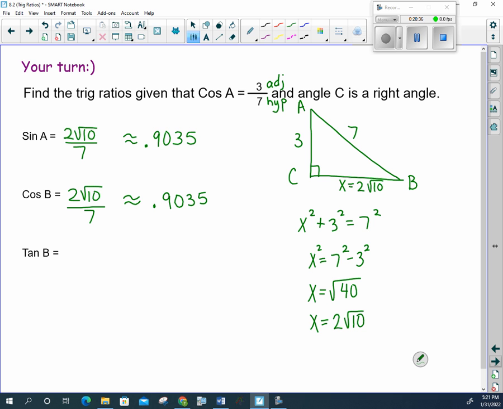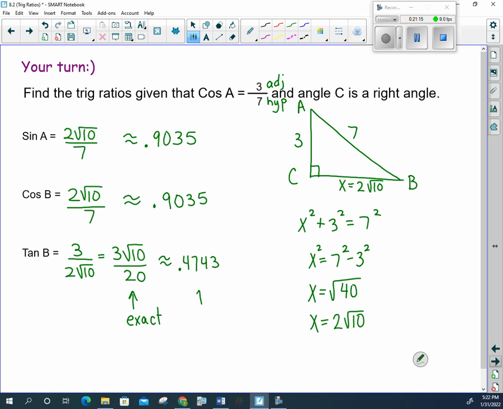And then tangent of B is opposite over adjacent. Now, you can't leave a square root in the bottom, so you need to rationalize that. So if I rationalize that, I get 3 square root of 10 over 20. And if I wanted to figure out what that was as a decimal, that would be about 0.4743. So this is your exact answer.